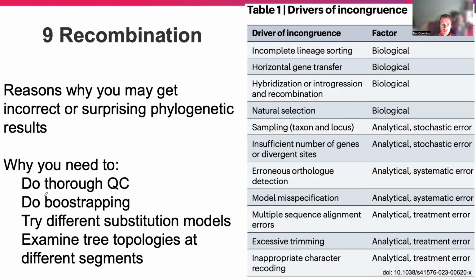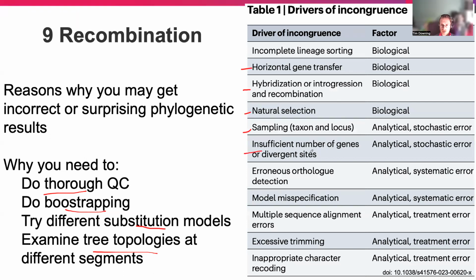So doing bootstrapping, trying different substitution models, and examining the tree topologies at different segments all help clarify these mechanisms of incongruence. So horizontal gene transfer, hybridization, and selection can cause distortion. Sampling, again, can also cause distortion.